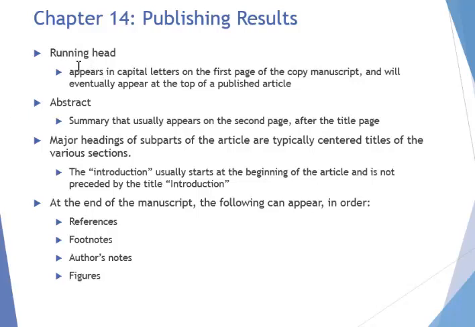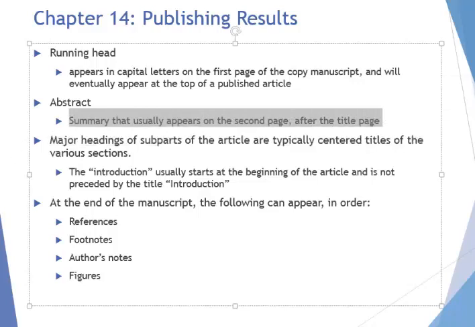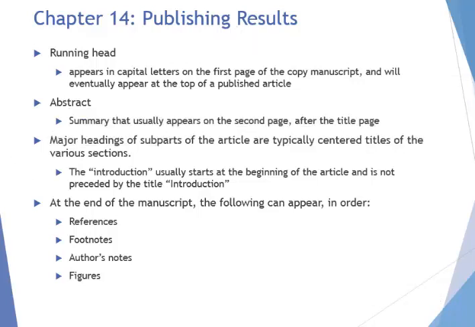First of all, there's the concept of a running head, which appears in capital letters on the first page of the manuscript and will appear on the top of the published article. Just basically what it's about. There's the abstract, which is a summary that usually appears on the second page. First there's the title page with the running head that will eventually appear when it's published, and then on the second page you have the abstract, which is a quick summary of the experiment and of what the results were.